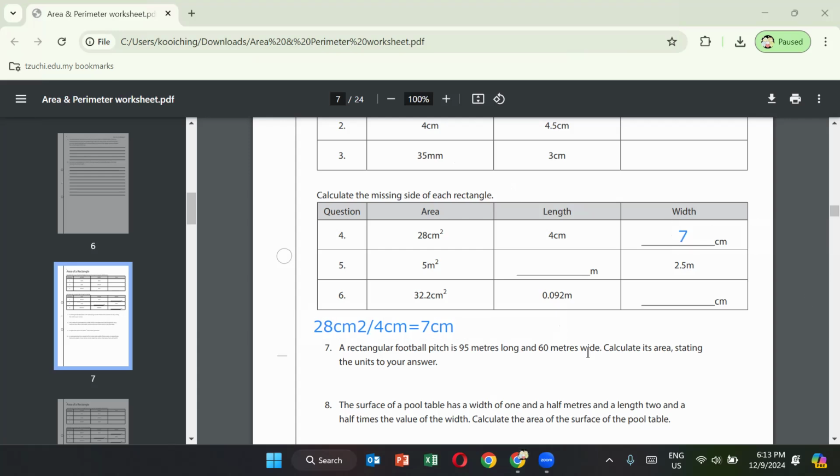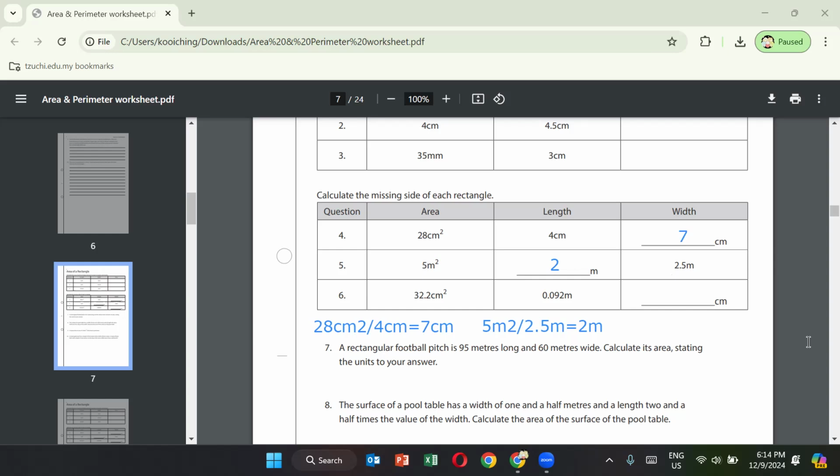Okay, so for the fifth question, we'll be doing the same. The area is provided, which is 5 meters square, and the length is missing, and the width is 2.5 meters. So we will use the width to divide the area so that we can find the length. So using the area 5 meters square, divided by 2.5 meters, it will be equal to 2 meters. So our answer will be 2 meters.